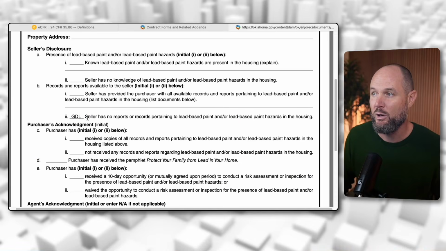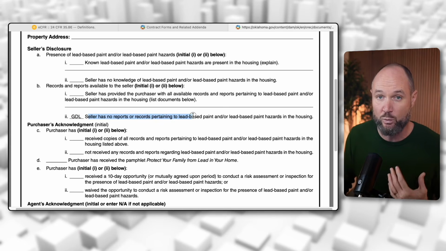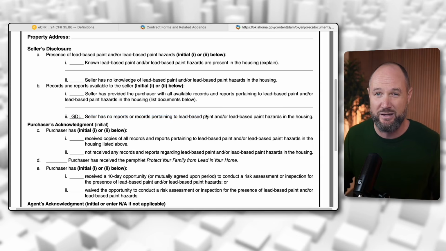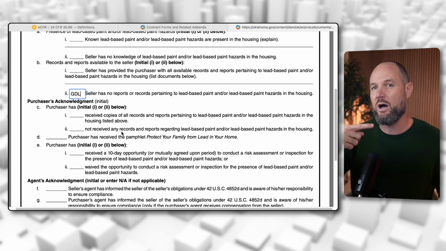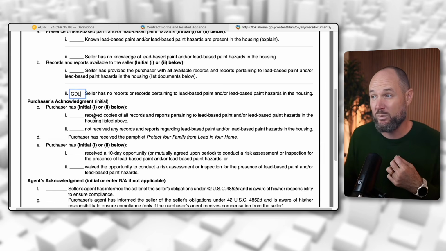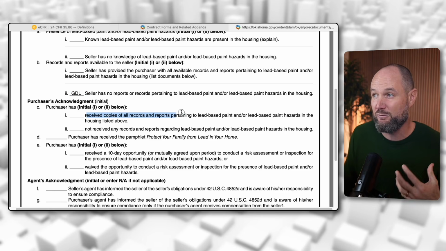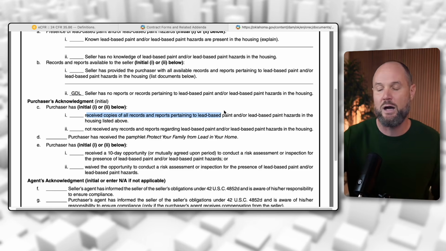So most of the time, we probably encounter that a seller has no reports or records pertaining to lead-based paint. That's generally what we find, is that sellers don't have anything, so they're going to initial this box. Now, our old lead-based paint form only had one option for the purchaser's acknowledgement, and that was that the purchaser acknowledges they've received copies of everything above. That was the only option, and that created a lot of confusion because the question was, if the buyer hasn't received anything, are they still going to go ahead and acknowledge just to say that, yeah, I recognize the seller doesn't have anything and I acknowledge that I've received that, even though receiving it is nothing?